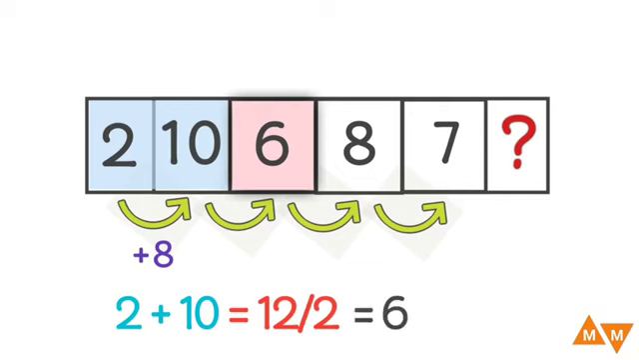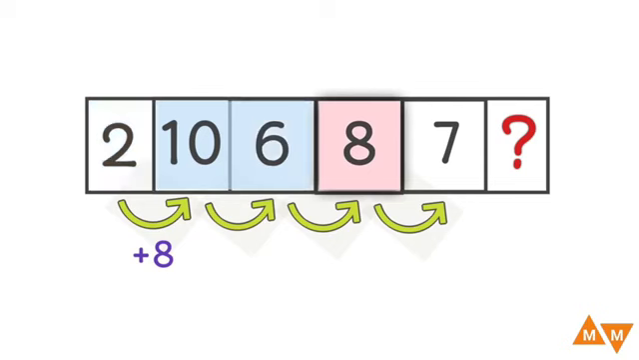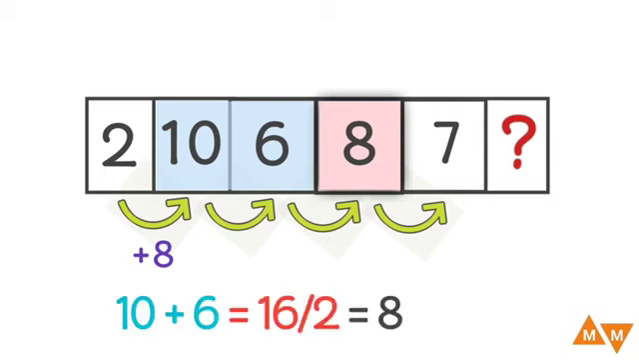Let's check this logic at this step. Now we have 10 and 6 preceding this next number 8. So, we have to add 10 and 6, and then divide it by 2 to turn it into 8. Great! As you can see, we find a pattern. This is our pattern: add 2 preceding numbers and then divide by 2 to get the next number.